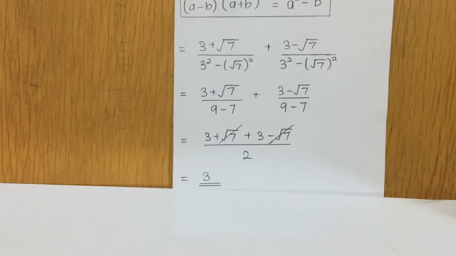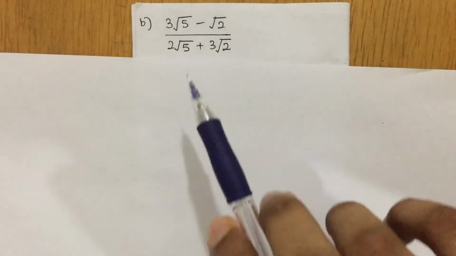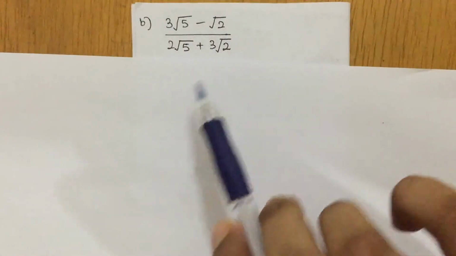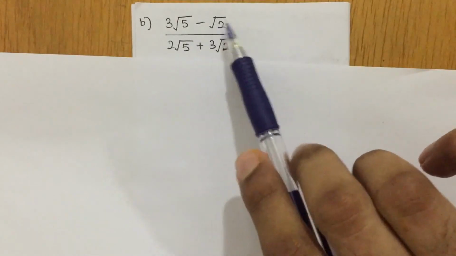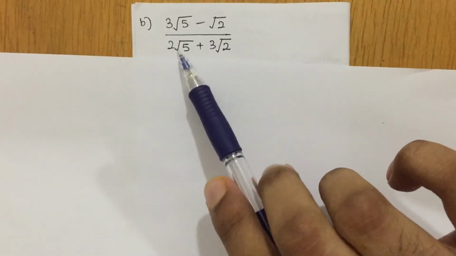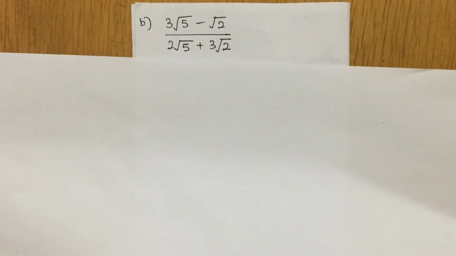Okay, let me turn to question part B. So please hold on for a moment. Okay, welcome back. So as you are looking right now, it's example 2, question part B. So we are still in the same example, guys. In this case, they ask us to rationalize this fraction where you have 3 times square root 5 minus square root 2, divided by 2 times square root 5 plus 3 times square root 2. Okay. Alright, let us start our discussion now.